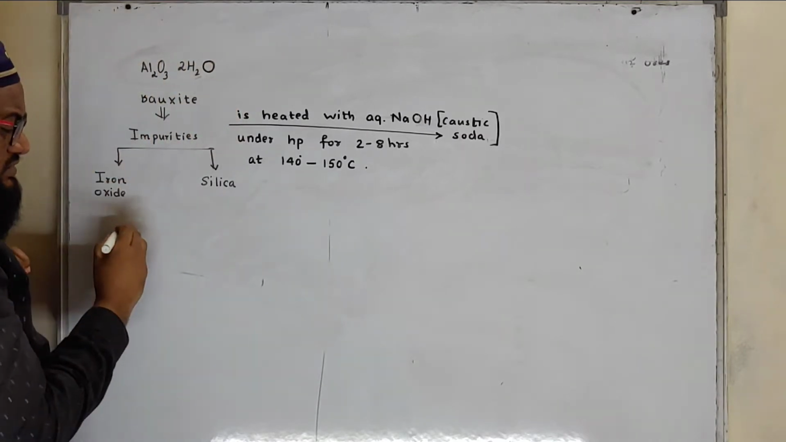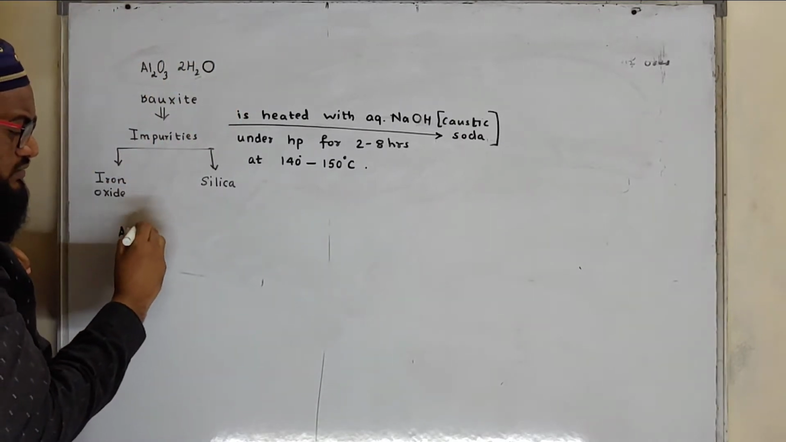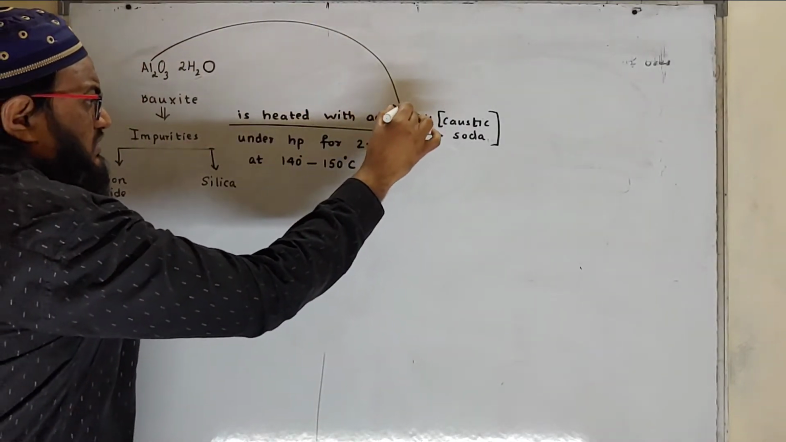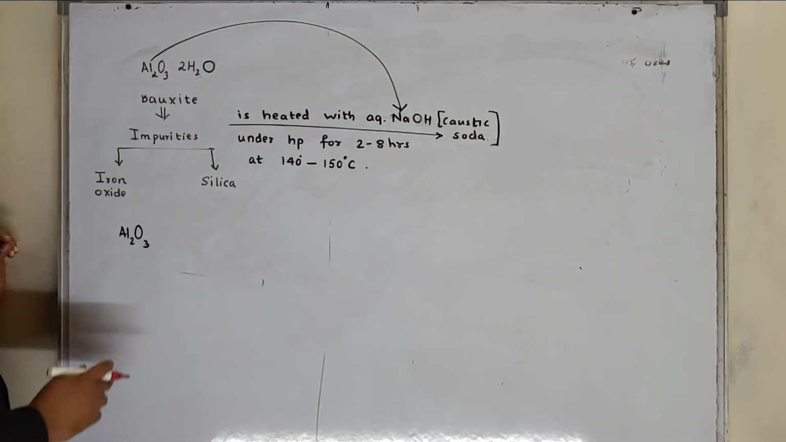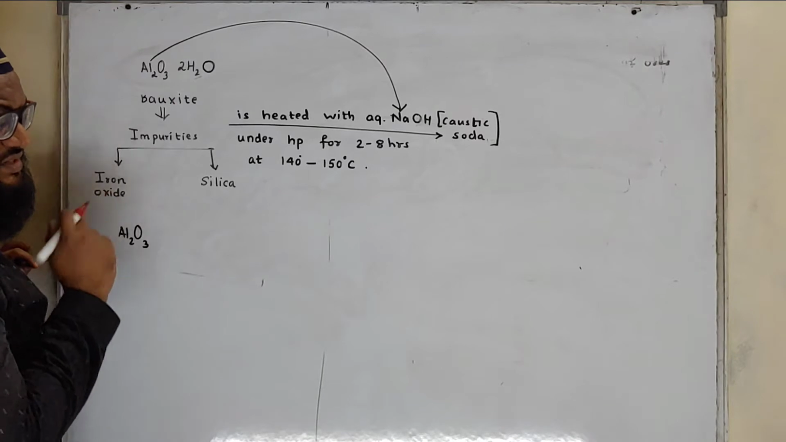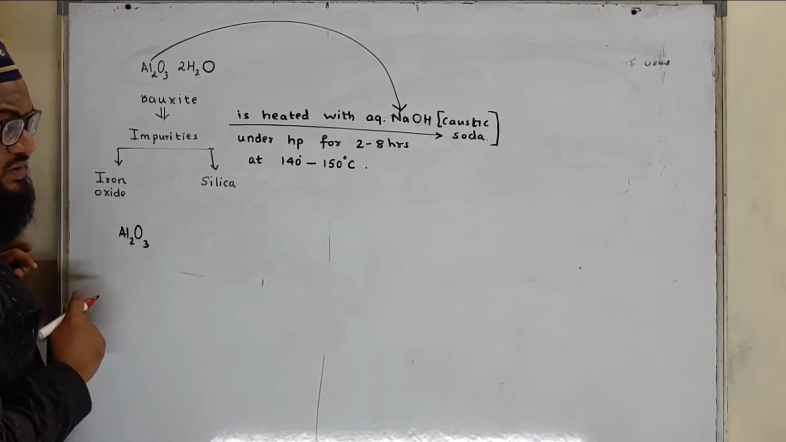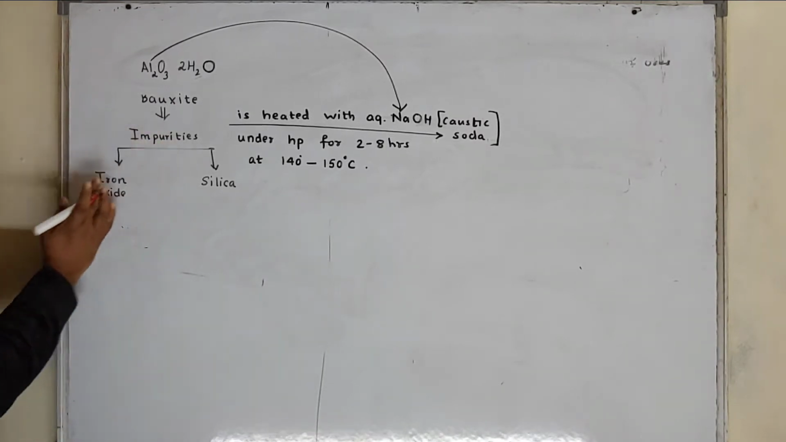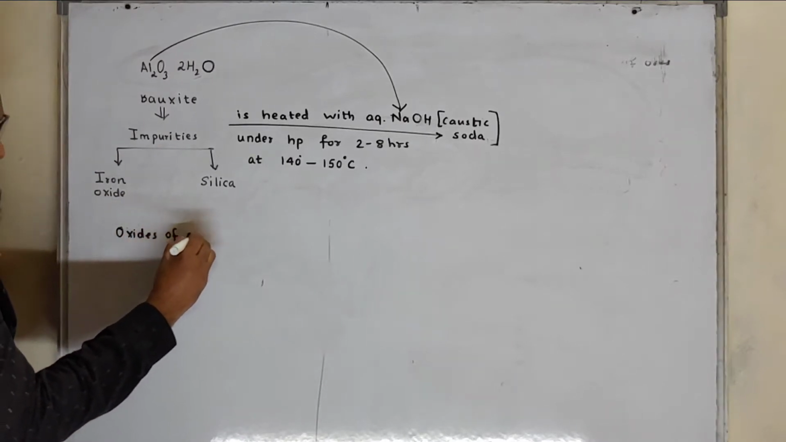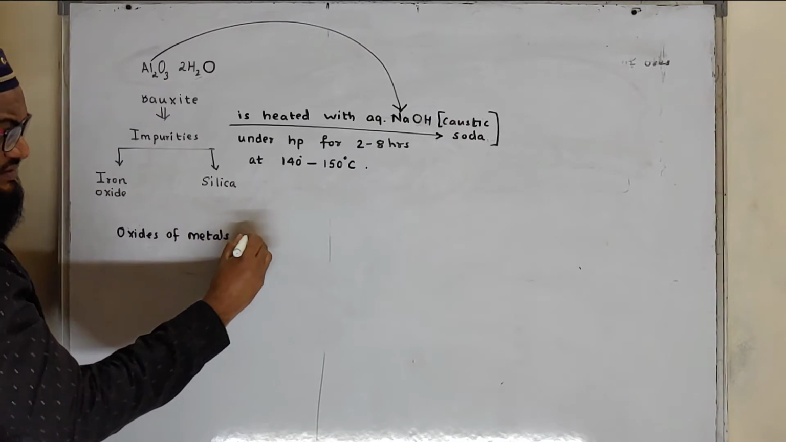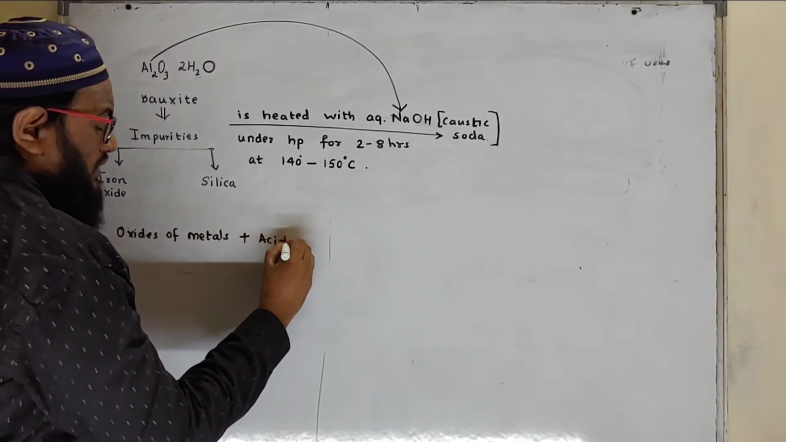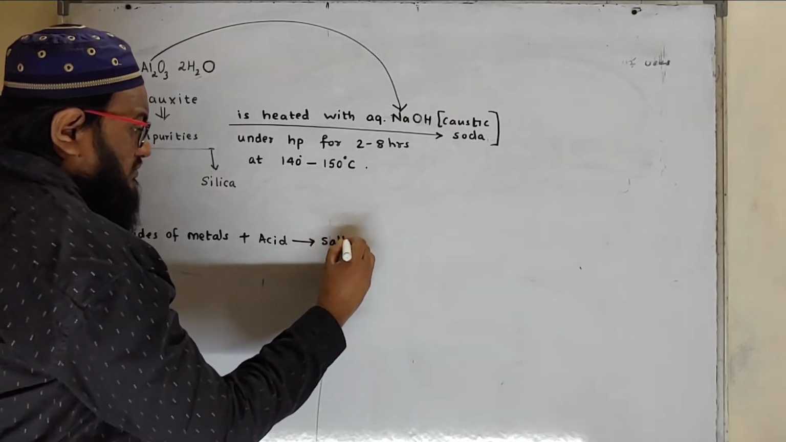Now aluminium oxide, Al2O3, will it react with aqueous sodium hydroxide? Firstly, aluminium oxide is an oxide of metal. We have studied the properties of oxides of metals. What are the properties of oxides of metals? Oxides of metals react with acid, and what do they form? Salt and water.